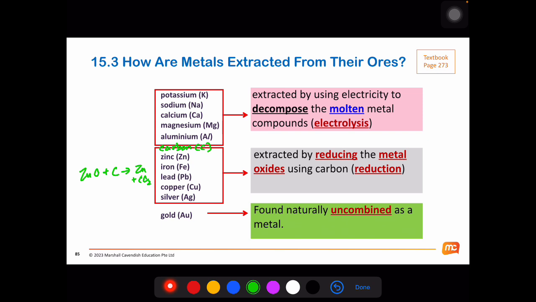Of course, you also have metals that are super unreactive, like gold. That means they just exist uncombined in the natural state, so there's no need to do anything to them. So how do we choose which method to use for extraction? It really depends on your reactivity series again. So long as you are very clear about your reactivity series, then you should be fine for most of the questions in this chapter. You just keep applying the same thing.